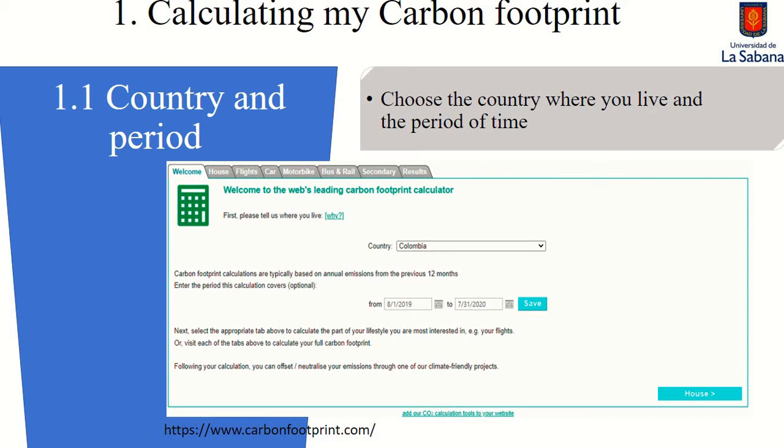I chose Colombia with a period since 1st August of 2019 until 31 July of 2020.